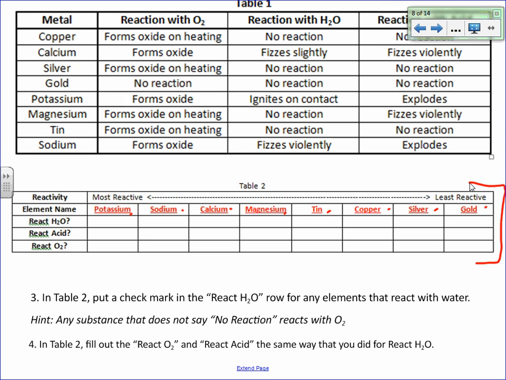All right. The next thing we need to look at is that now that we have this organizational structure in place, we can start using it. So what's the benefit of putting them in order? Well, now we can actually map out which things are reacting with which other things. All right, so question 3 says in table 2, put a check mark in the react H2O row for any elements that react with water. And the hint here is that any substance that does not say no reaction reacts with water.